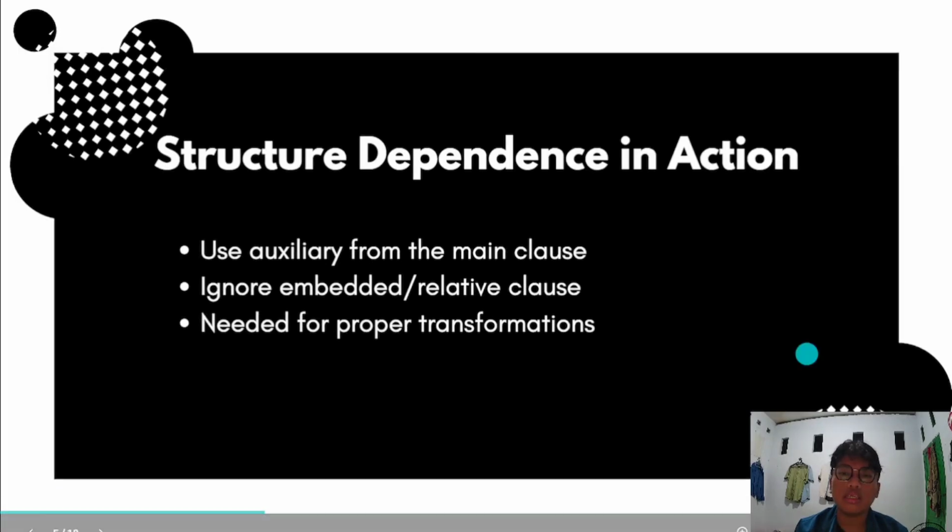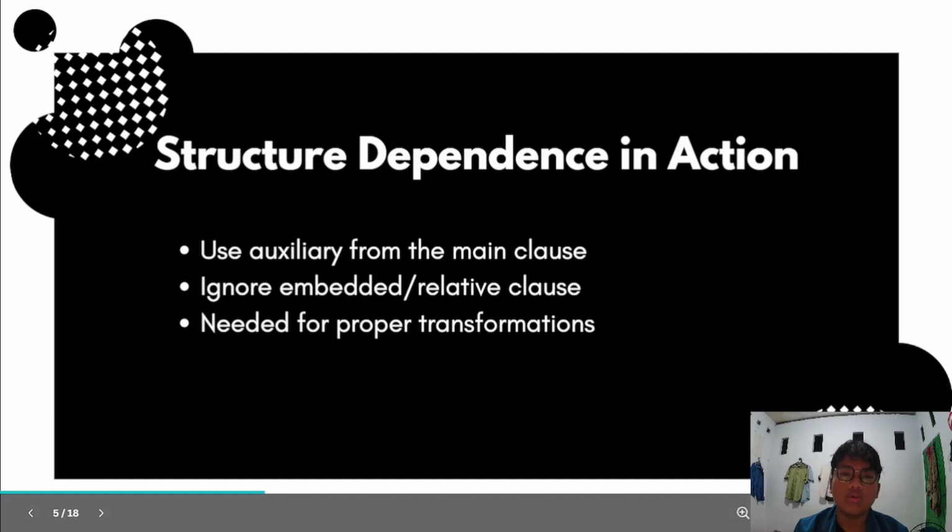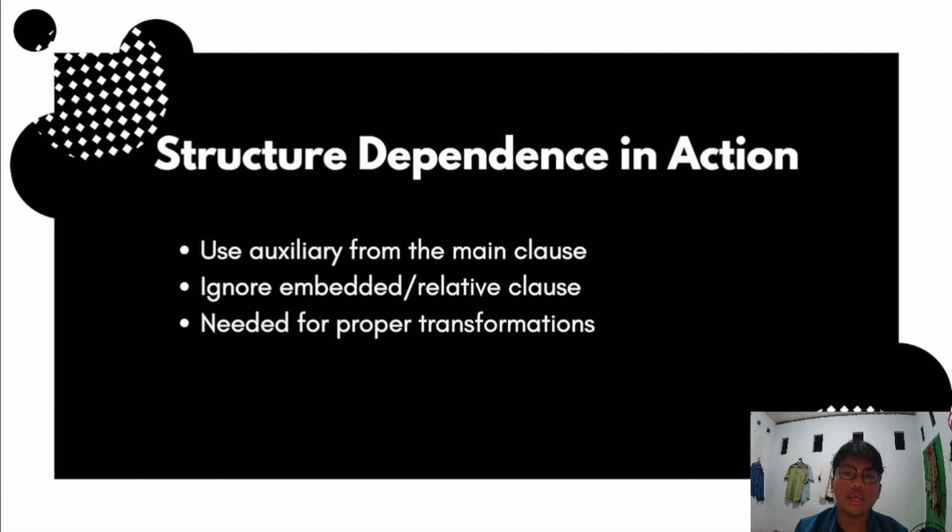Structure dependence in action. So there are three. Use auxiliary from the main clause, ignore embedded or relative clause, and needed for proper transformation. So the first is use auxiliary from the main clause. When transforming a sentence into a question, we don't just pick any auxiliary, we select the one from the main clause. That's the part of the sentence that carries the main meaning.